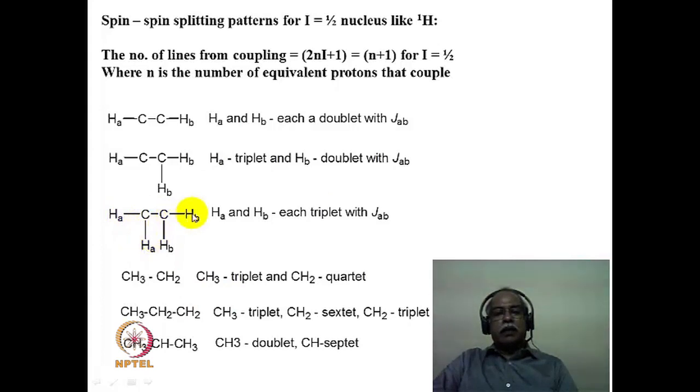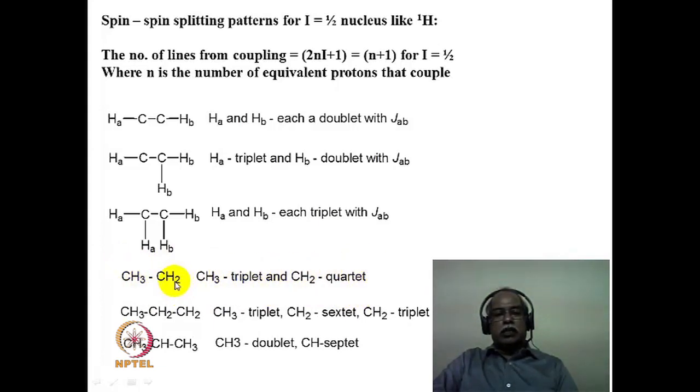Suppose if you have a CH2, CH2, each would be a triplet. HA will couple with HB, and in turn HB will also couple with HA. Each of them will appear as a triplet. So if you have an ethyl group, CH3 will be a triplet and CH2 will be a quartet.